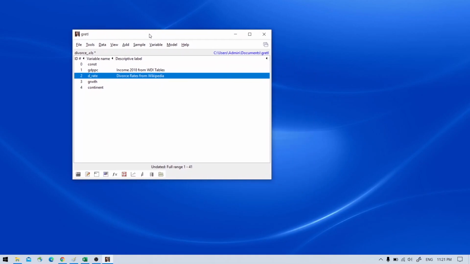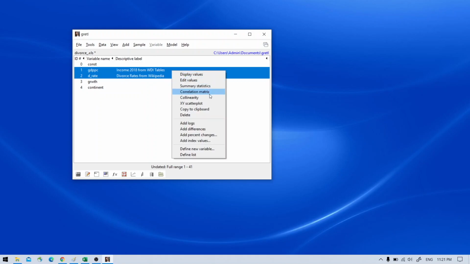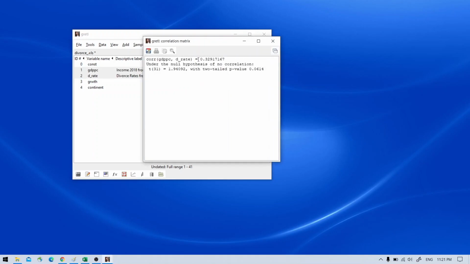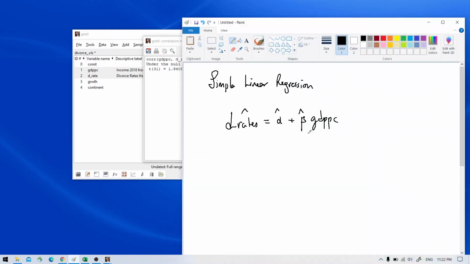So what do you think the correlation between income and divorce rates is? Positive or negative? You can select both, right click, and say correlation matrix, and you'll find the correlation here to be positive 0.33. So there's a positive relationship. Now, as I mentioned before, what we're going to do is run the model where divorce rates are the dependent variable and income or GDP per capita is the independent variable.